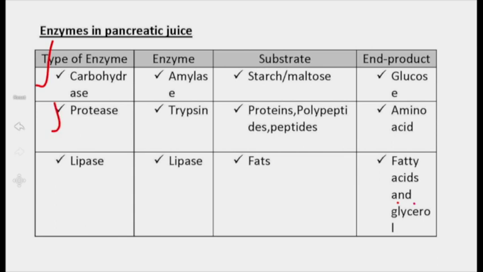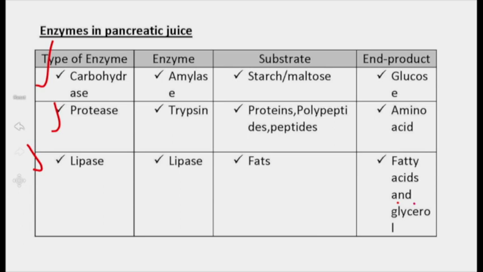The protease, that's the type. Protease is for proteins. Carbohydrase is a general name of the enzyme. If you say carbohydrase, we are generalizing. It's not the name of the enzyme, it's general. It means it's an enzyme that digests carbohydrates. Protease is an enzyme that digests proteins. Then the lipase for fats.